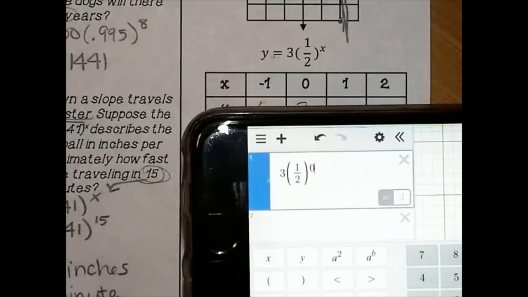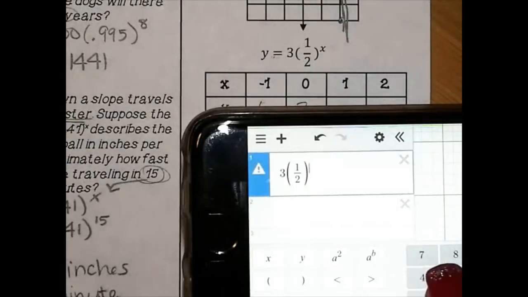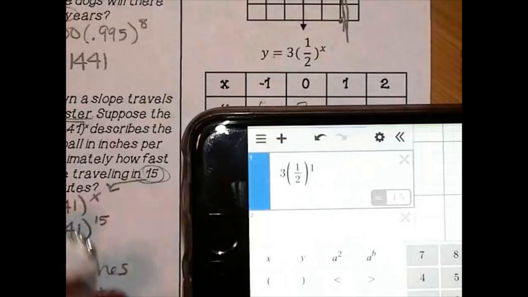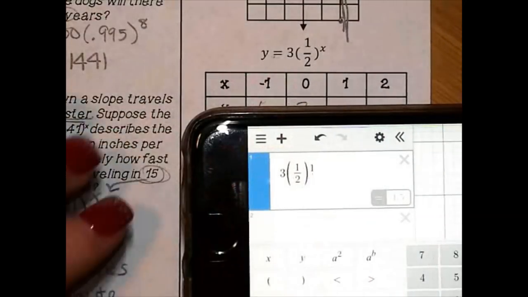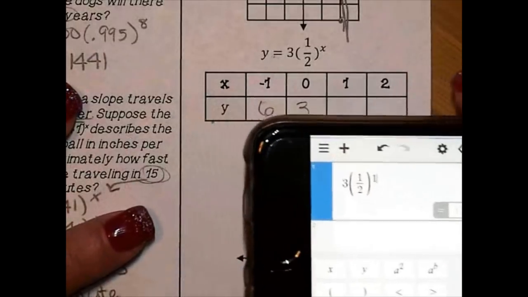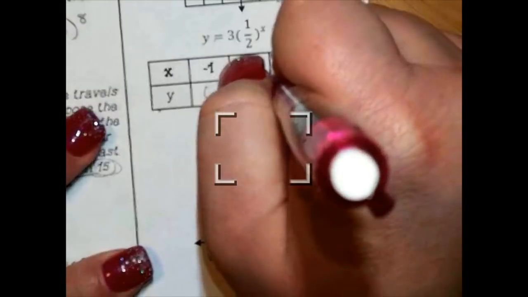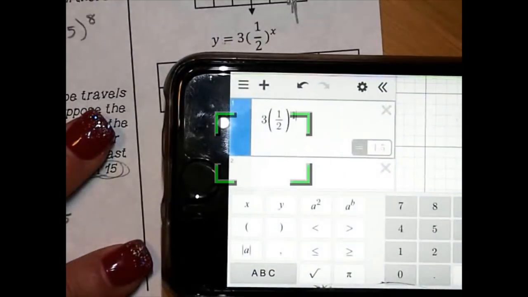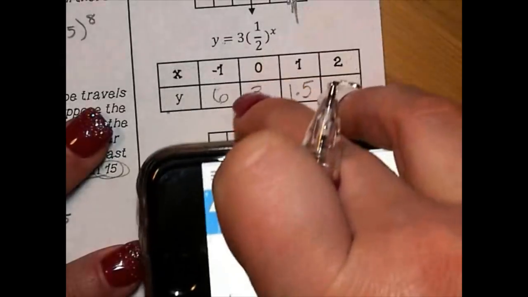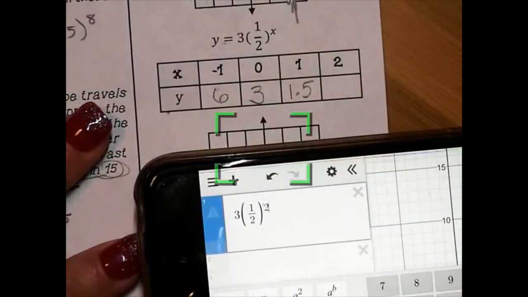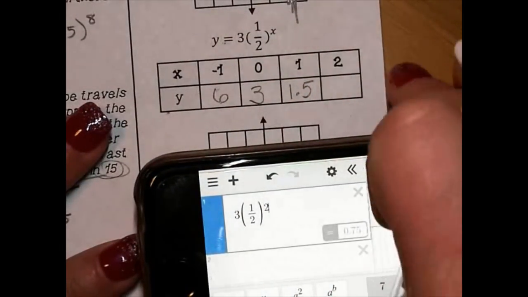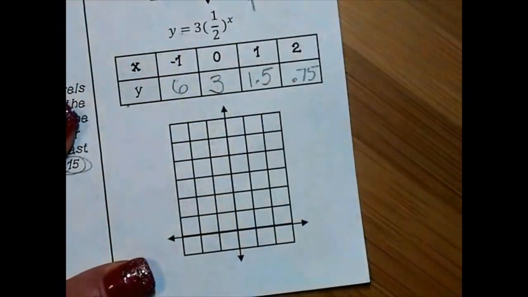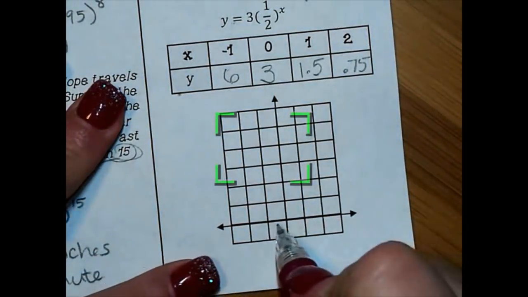The next value in our table is 1, so to the first power, and when x is equal to 1, y is equal to 1.5. And last one, when x is equal to 2, y is equal to 0.75. Okay, we're going to go ahead and graph those.